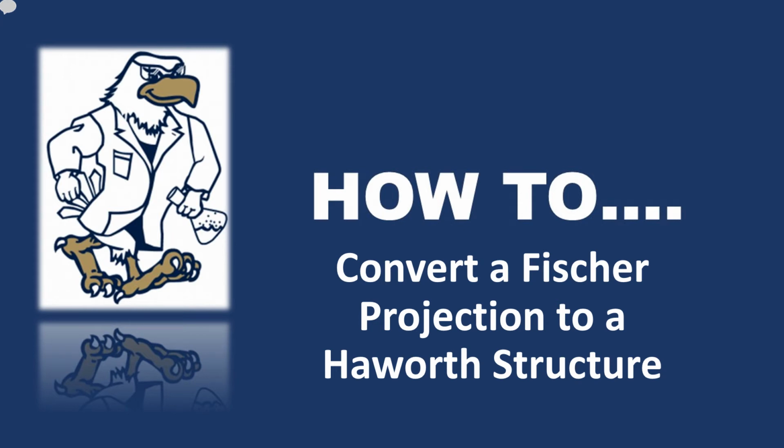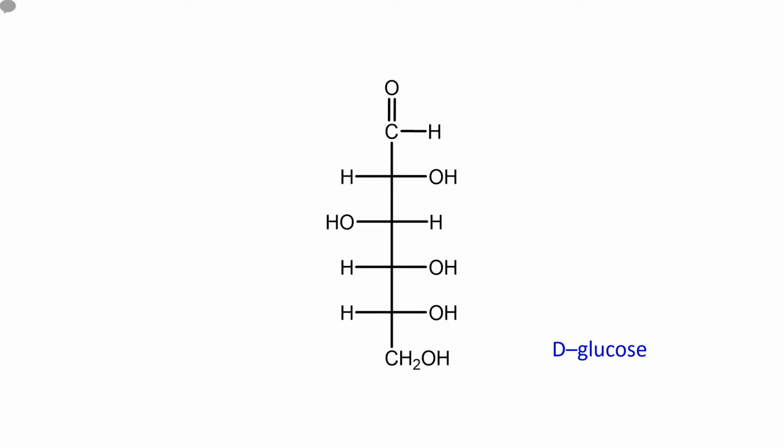In this video, I'll go through the process of converting a Fischer projection model to a Haworth structure. In other words, I'll detail step by step how to go from the line structure of a carbohydrate to the ring structure. To detail the process, I'll use D-glucose to convert to the ring structure.